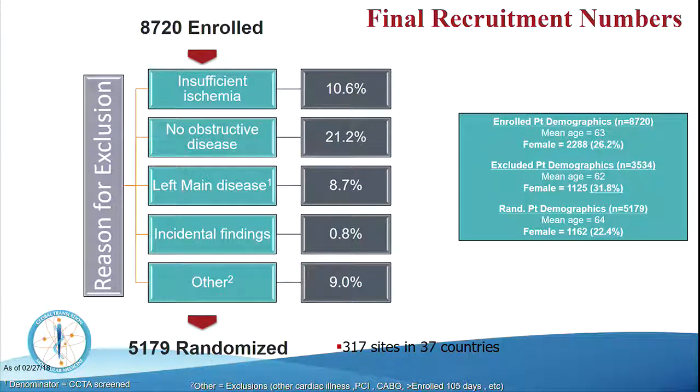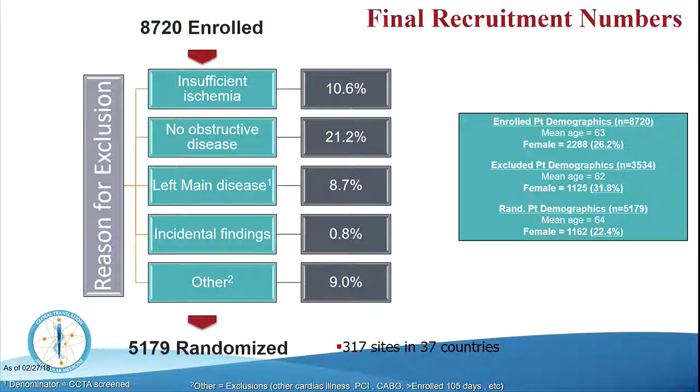What are the numbers that we have so far on the ISCHEMIA trial? 8,700 patients were enrolled. 10% had insufficient ischemia. Interestingly, and pay attention to this, 21% of the patients, despite evidence of significant ischemia, were found to have no obstructive disease. And probably we'll find out once the final results are published that this was a combination: some artifacts, some microvascular disease without significant epicardial disease. So some very interesting subgroup of patients.